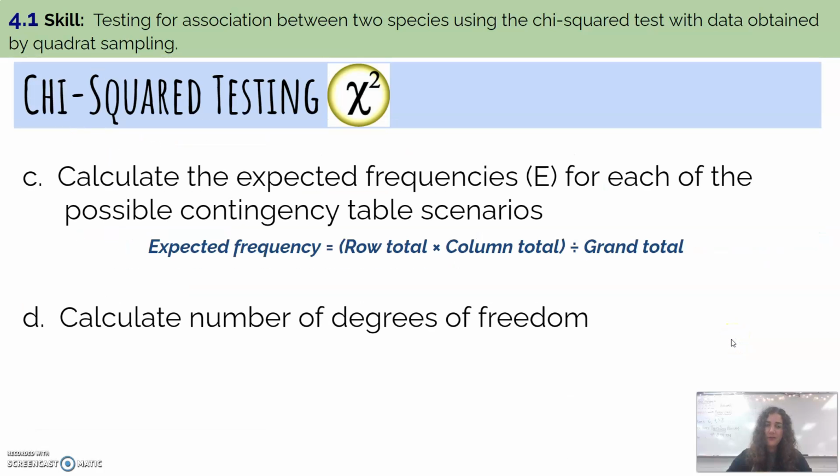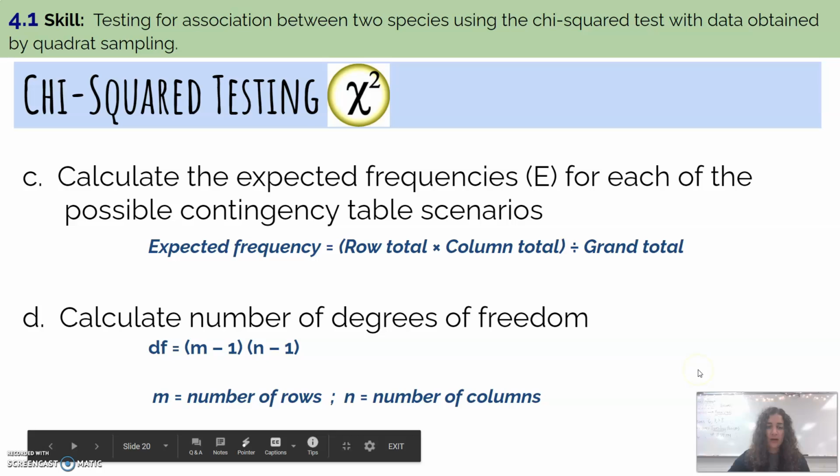After you do the expected frequencies, you're going to calculate the number of degrees of freedom. There's an equation for that. DF is how we abbreviate degrees of freedom. You take the number of rows minus 1 and then multiply that by the number of columns minus 1.